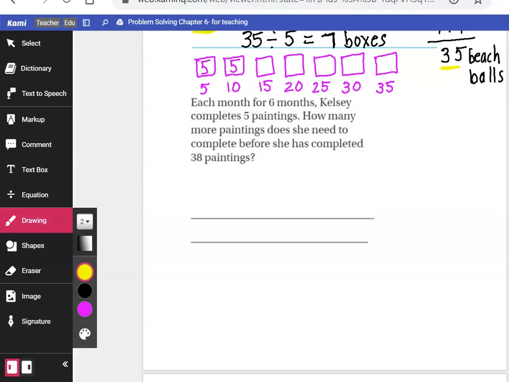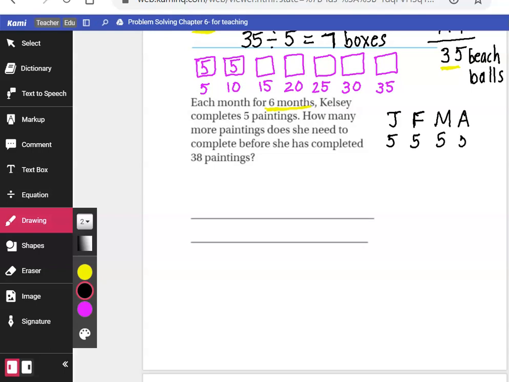Let's just start with January. January, February, March, April, May, June. In 6 months, Kelsey completes 5 paintings each month. So I'm just kind of thinking, and I read this already, I'm going back, I'm reading it again. So I might even need to read it a third time. So I'm just going to take a little note to help me. I'm going to think, okay, January, she made 5. February, she made another 5. March, she made another 5.